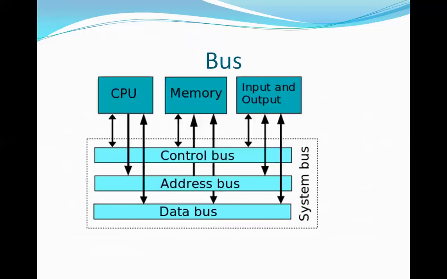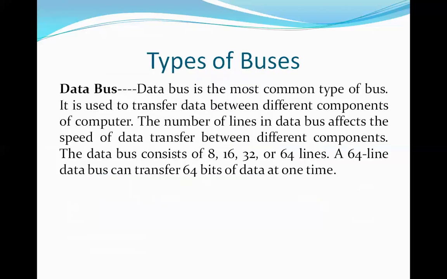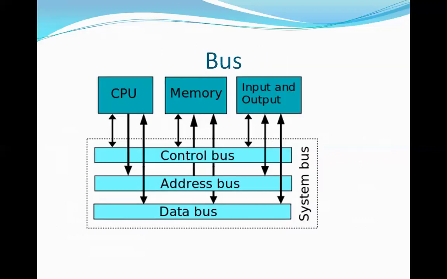This is the diagram of bus architecture: CPU, memory, input and output, control bus, address bus, data bus, and system bus. Three types of bus are used. Address buses carry memory addresses from the processor to another component such as primary storage and input output devices. The address bus is unidirectional. Data bus carries the data between the processor and other components. Data bus is bidirectional.